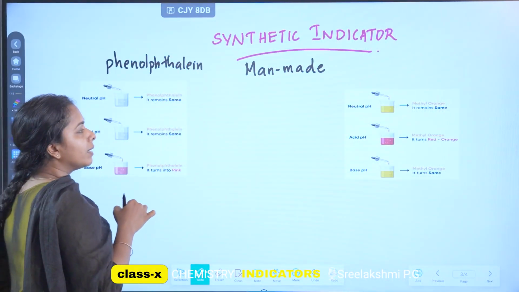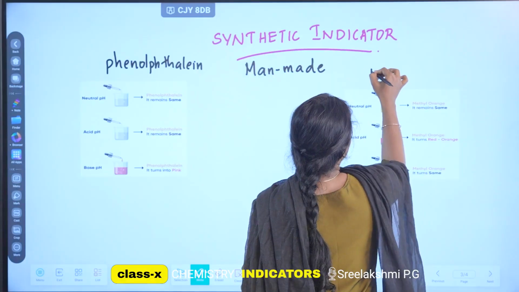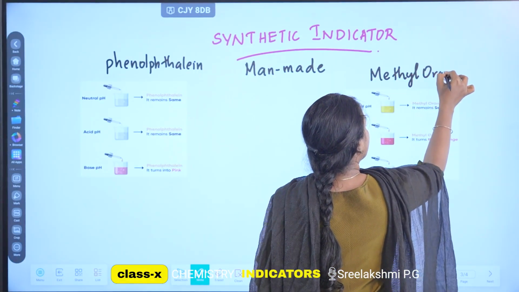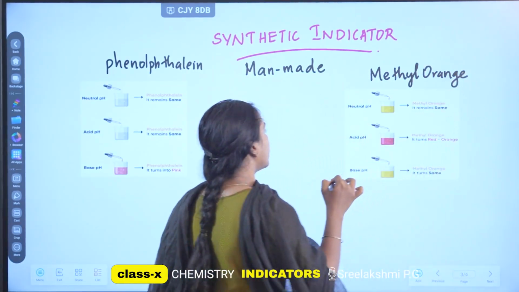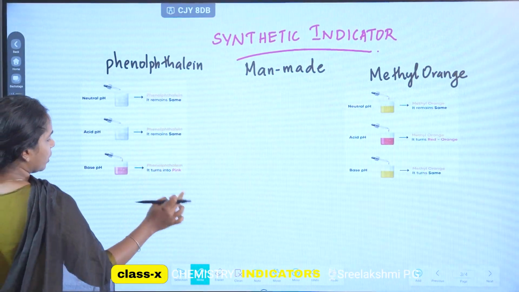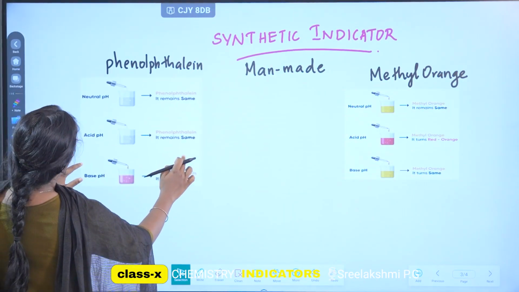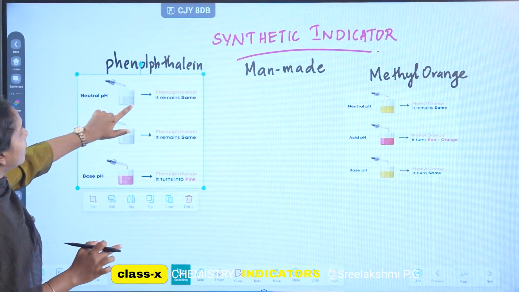And the second one is methyl orange. What is that? Methyl orange. We will see the color difference. So here in the picture you can see. What is the color of phenolphthalein?